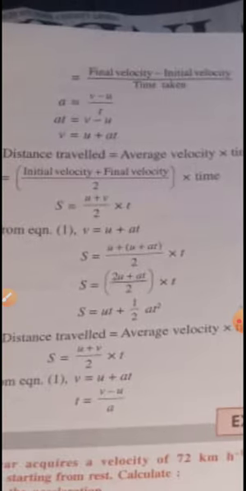Next one is distance travelled. What is the distance travelled formula? Average velocity into time taken. Average velocity is initial plus final divided by 2. S is equal to u plus v divided by 2 into t. Similarly you have to substitute for your v. What is v? u plus at. So I'm going to substitute for my v. Just play your math and you will finally obtain your equation.